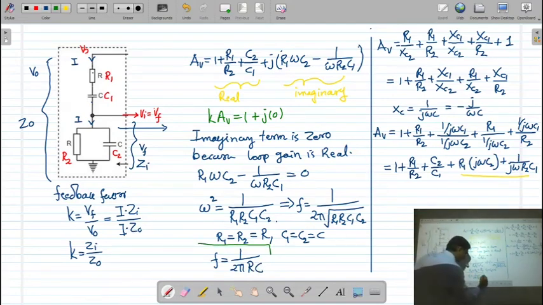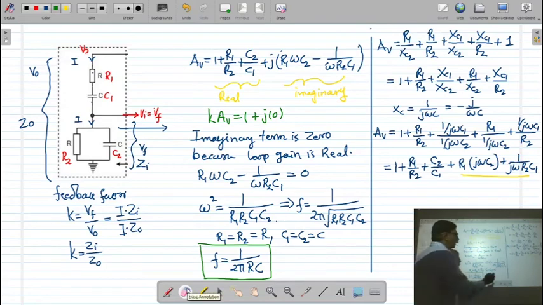So, in a Wien bridge, whatever frequency is going to be generated or selected by this network is 1 upon 2 pi RC. Now we want to find out what should be the minimum gain of the amplifier for sustained oscillation. Remember.